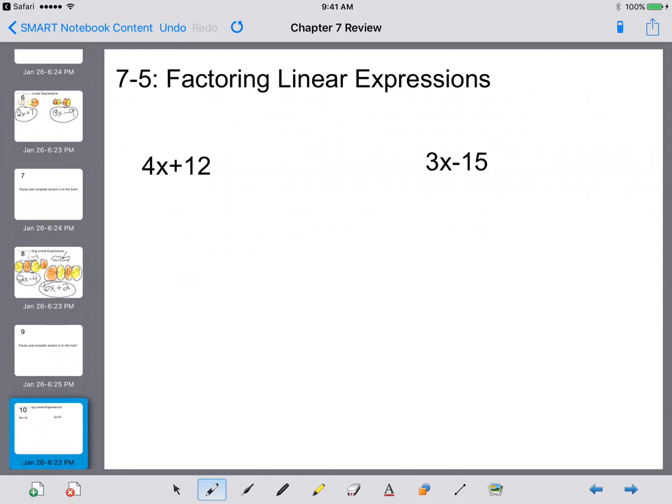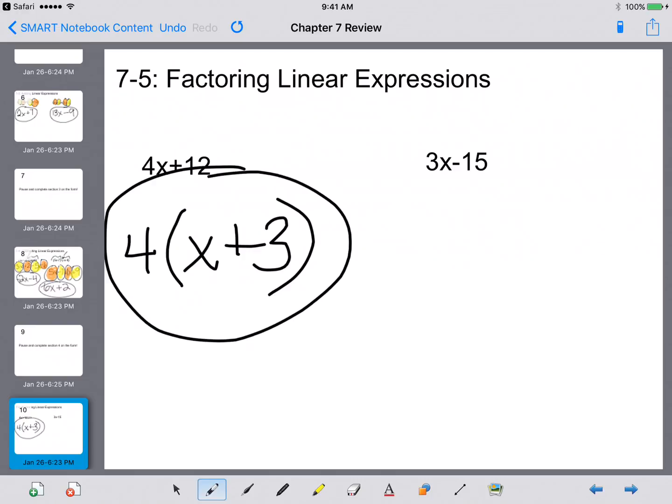And last but not least, we have 7-5, factoring linear expressions. So when you factor, the first thing you got to do is find what's common in between your two terms. So 4x plus 12. What is common between the 4x and the 12 is 4. So 4 goes on the outside of your parenthesis. 4 times what equals 4x? It's 4 times x. You bring down your plus sign, and 4 times what equals 12? 4 times 3 equals 12. So there's your answer factored. If you want to check, just distribute. 4 times x is 4x, plus 4 times 3 is 12. So perfect, we did it right.